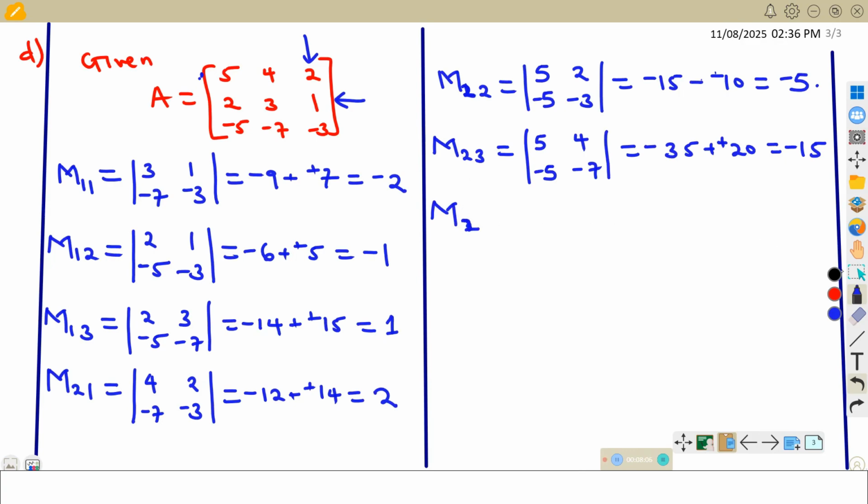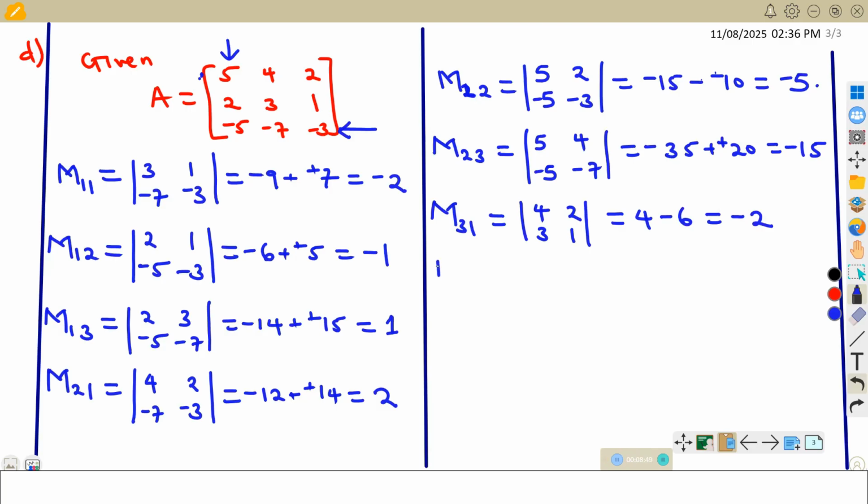2, 3 is done. So we come to M of 3, 1. We now eliminate the third row and the first column. So you are removing the whole of the third row and the whole of the first column. What remains will be 4 and 3, then 2 and 1. So this will be 4 minus 6, and this will give us -2.